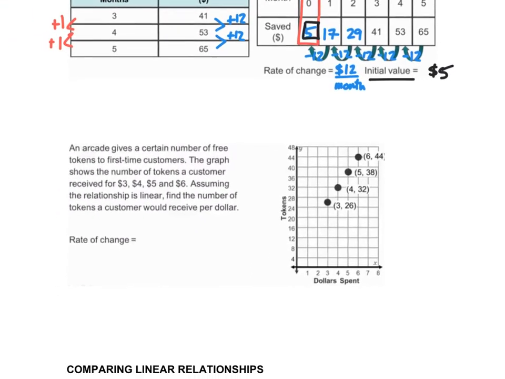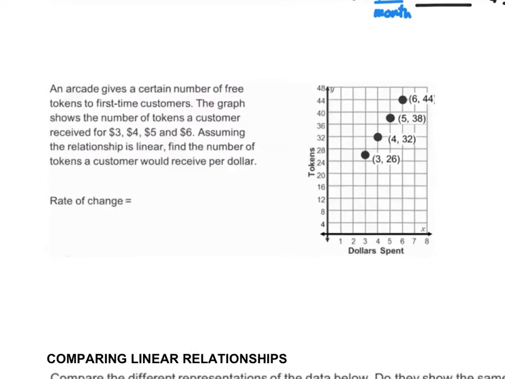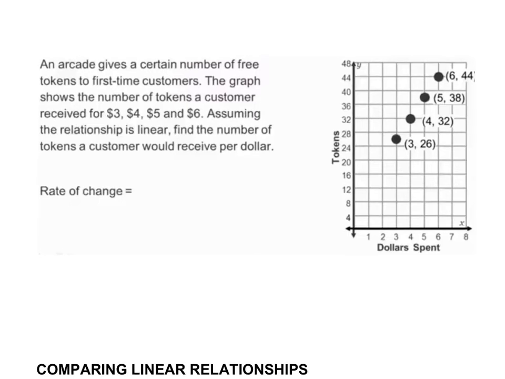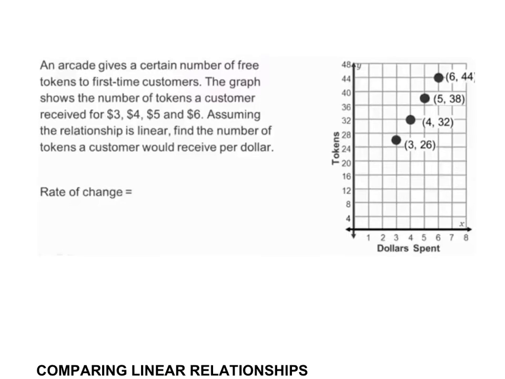Now we can do the same kind of thing for a graph. An arcade gives a certain number of free tokens to first-time customers. The graph shows the number of tokens a customer received for $3, $4, $5, and $6. Assuming that the relationship is linear, find the number of tokens a customer would receive per dollar.